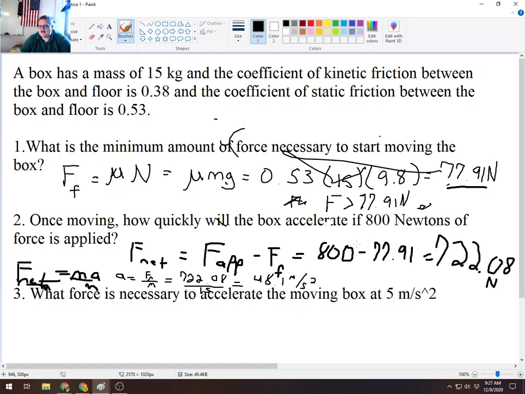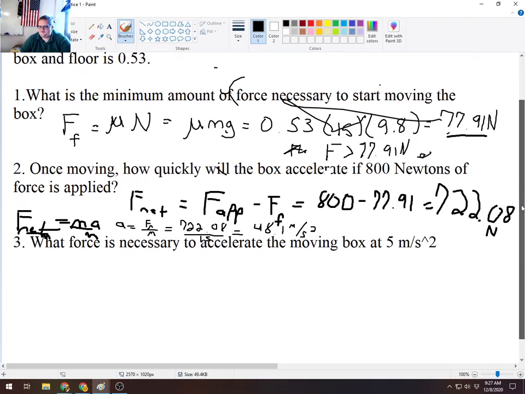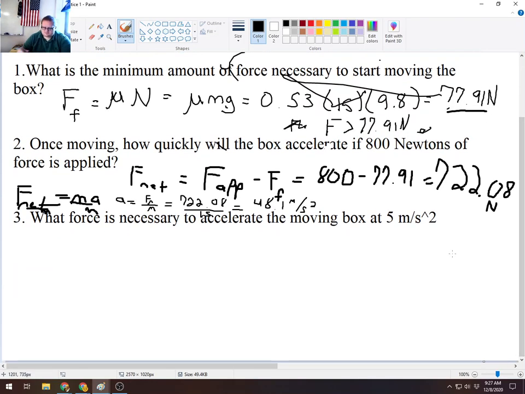Okay, last question, I think, is the most difficult of the three here. It says, what force is necessary to accelerate the moving box at 5 meters per second squared?